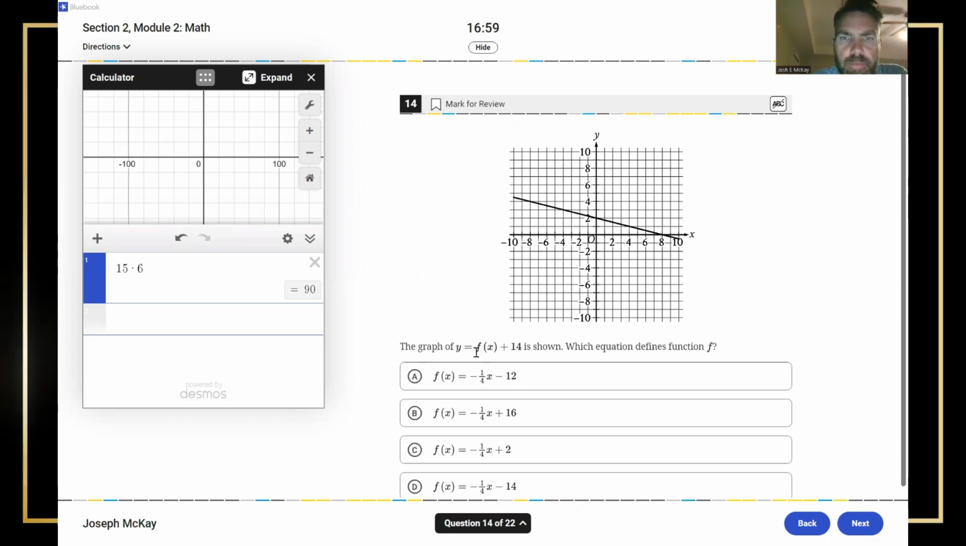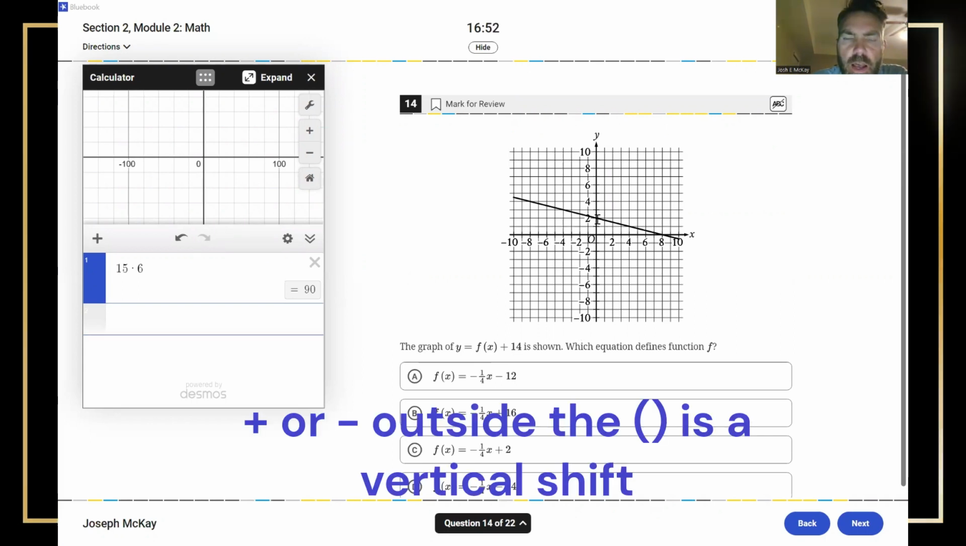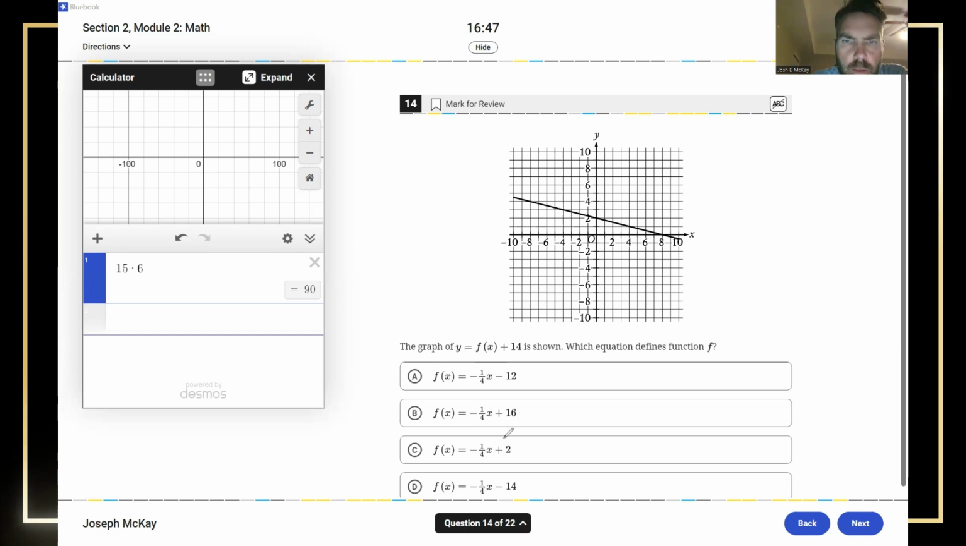Okay, this graph is shown. This plus 14 means this has been shifted vertically up 14. So the original graph is just 14 down from whatever this is. The slope is all the same, so I don't need to pay attention to that at all. All I need to do is pay attention to these intercepts. The intercept here is 2. So the original intercept was 14 less than 2, which is going to be minus 12.